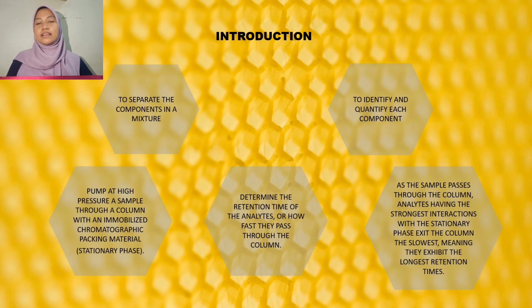So next is an introduction. HPLC is a form of column chromatography that pumps at a high pressure a sample, which is the analyte, dissolved in a solvent, which is the mobile phase, through a column with an immobilized chromatographic packing material, which is known as the stationary phase. The properties of the sample and the solvent, as well as the nature of the stationary phase, determine the retention time of the analytes, or how fast they pass through the column.